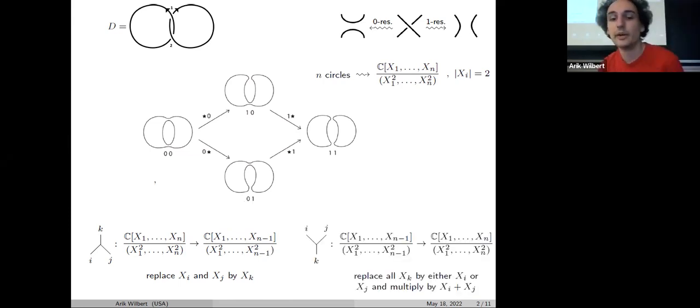And then there's a similar map for a split. So here the k circle splits into the circles labeled by i and j, and then of course I'm gaining one circle. So this is now going from a quotient of polynomial rings in n-1 variables to a quotient of polynomial rings in n variables. And here the rule that I want to use is to replace all xk by either xi or xj, you choose, it doesn't really matter. And the result gets multiplied by xi plus xj.